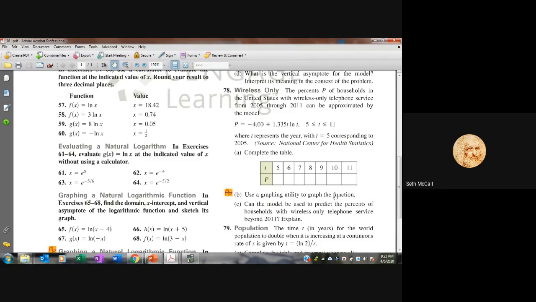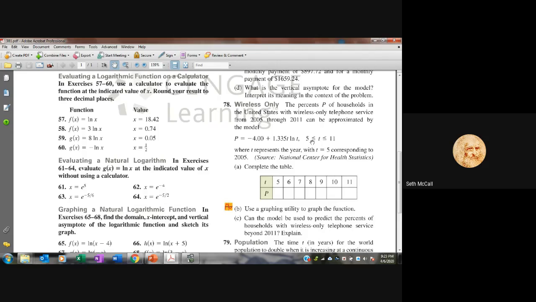Part C says, can the model be used to predict the percents of households with wireless-only telephone service beyond 2011? And it says explain. So the short answer is no. And the reason why is this says the model is only accurate for 2005 to 2011. However, if you wanted to go beyond 2011, you could look at it.